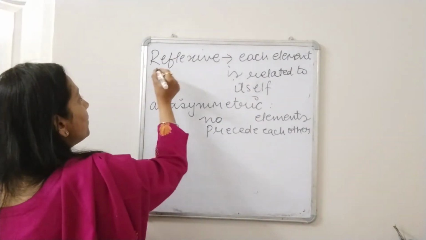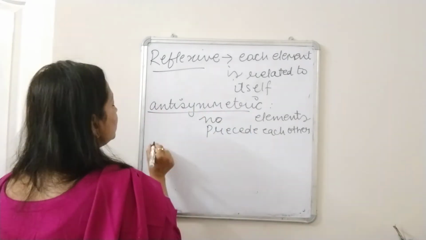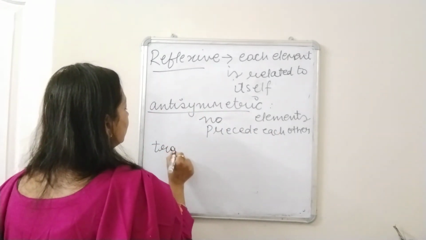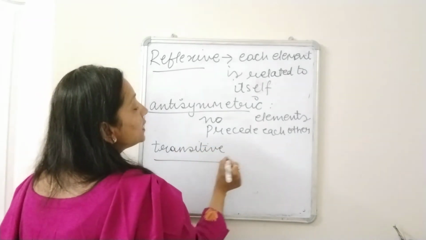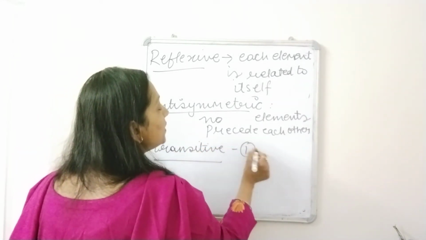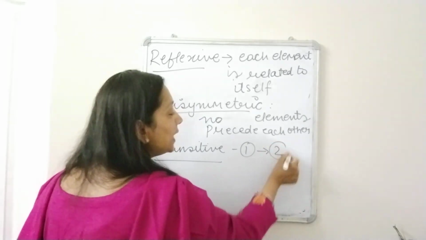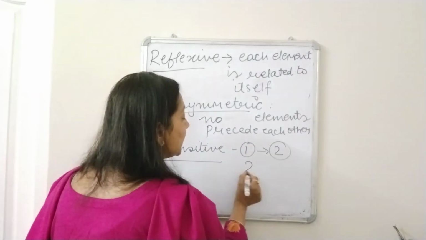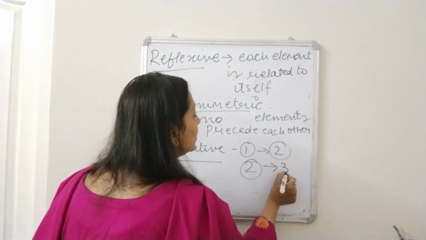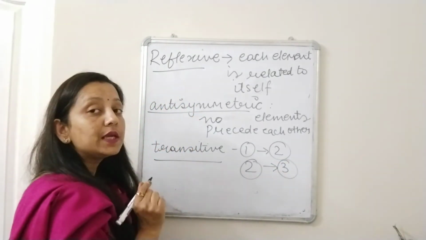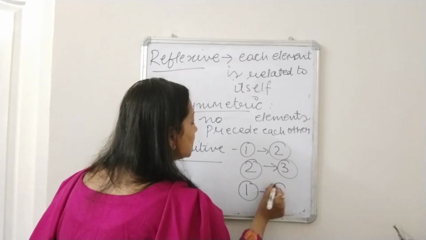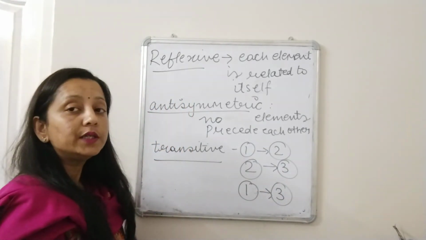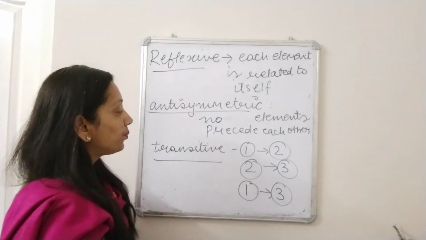The third property, which is the transitive property, means that if the first element is related to the second element and the second element is related to the third element, this implies that the first and third element are also related to each other.